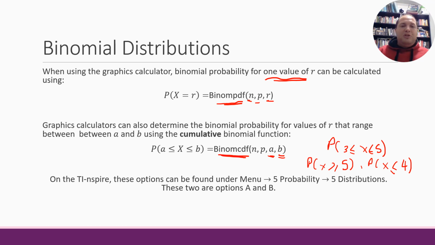Now, the key thing to note here, students, when using this formula, is that we've got X greater than or equal to, or less than or equal to. All of your expressions, when using your graphics calculator, must be written in terms of equal to or less than, or equal to. That's really important. Now, to find these on the TI-Nspire, you can go to Menu, then option 5 Probability, then option 5 Distributions.